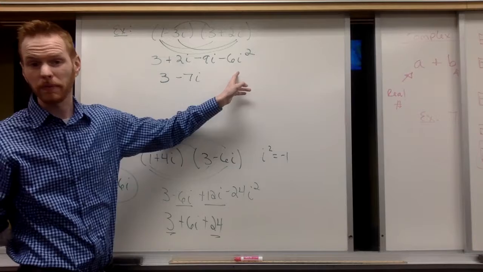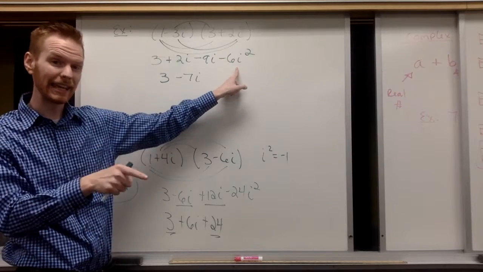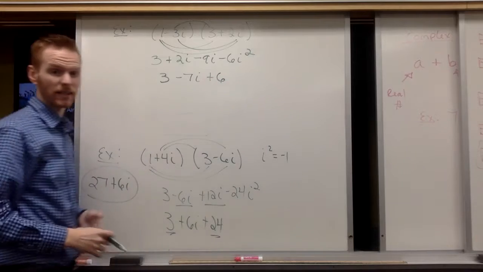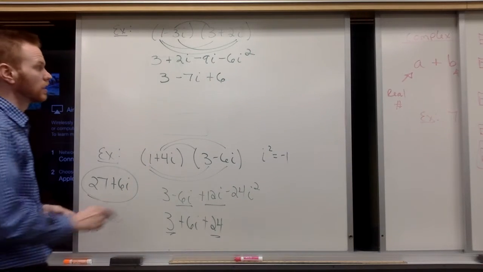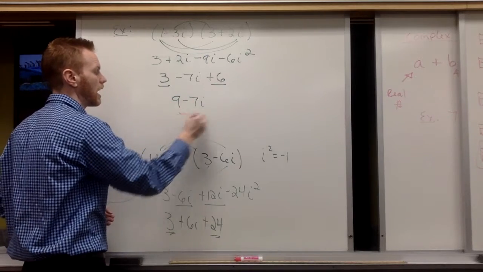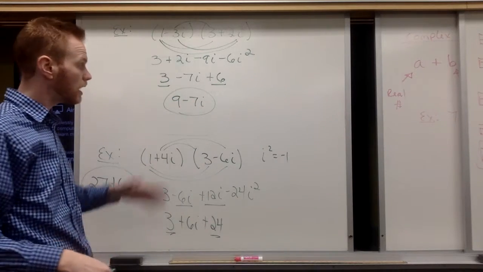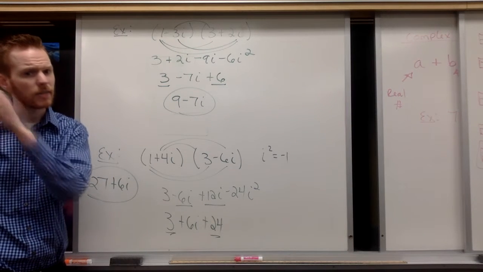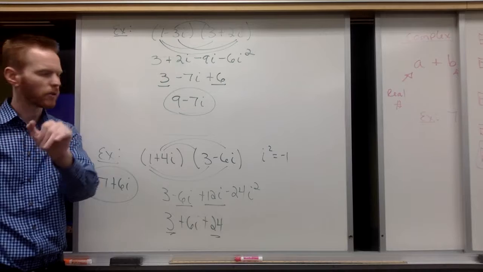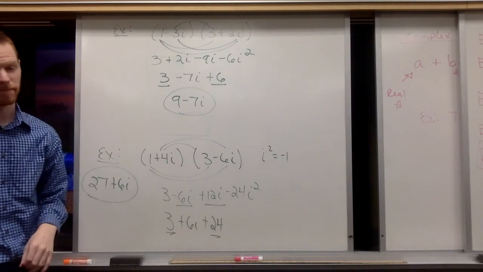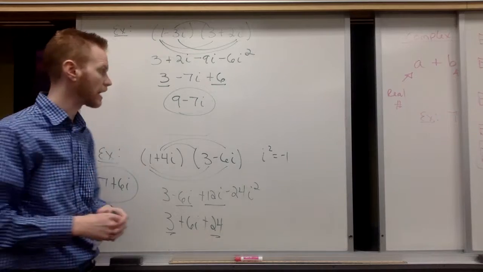Over here, I'm going to simplify all together. i squared is negative 1 times negative 6 gives me a positive 6. And then we're going to combine the whole numbers together. We get 9 minus 7i as our final answer. And I don't remember if I said this in the video or not. If I did, stop me, please. Interrupt me. You always put the real part first, then the imaginary. Okay, so you just want to be very clear on that.